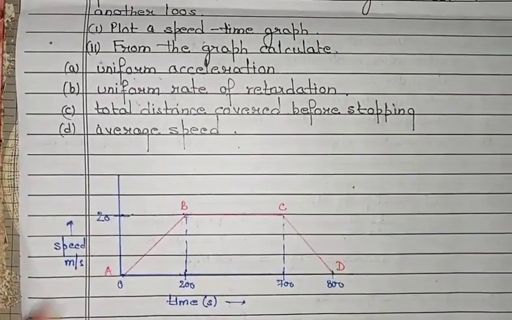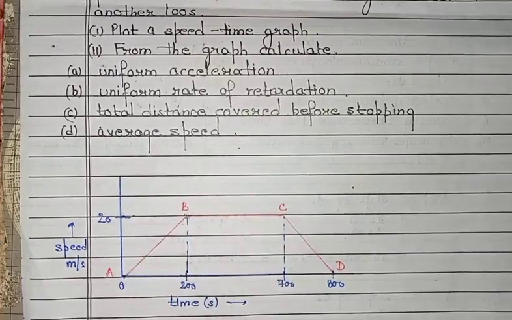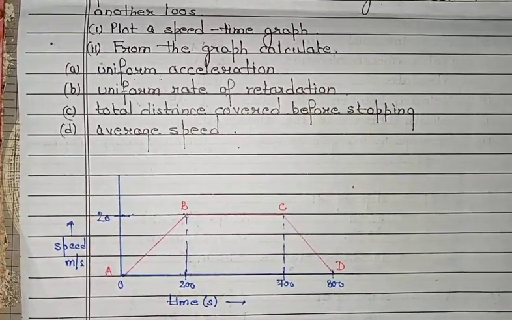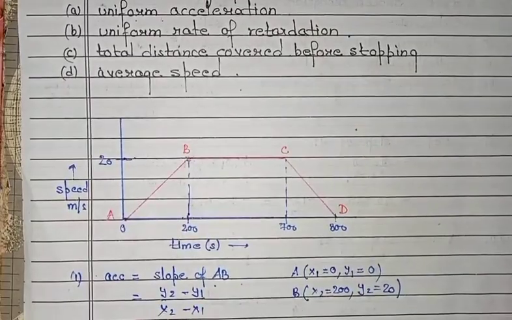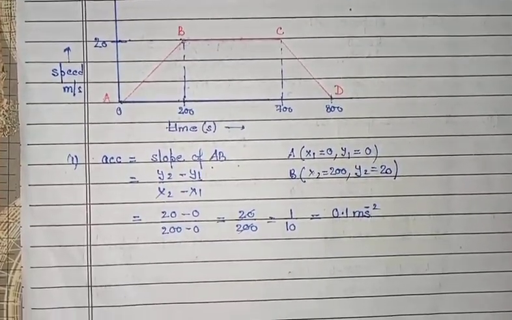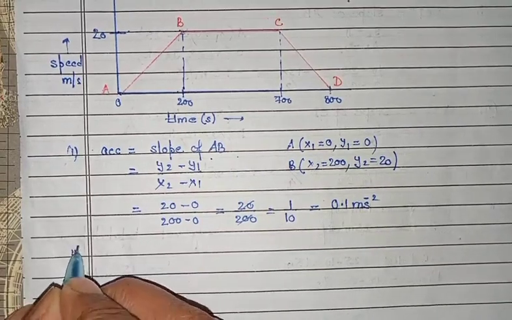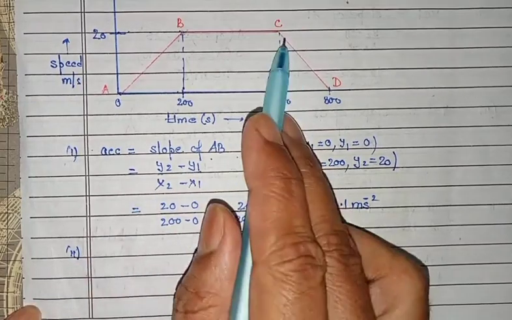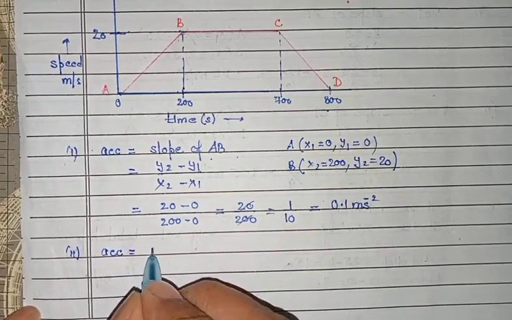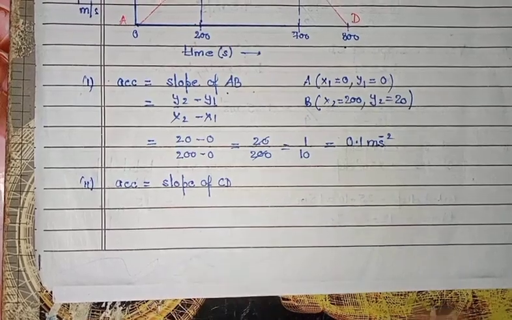Okay. Second part, you have to calculate the uniform rate of retardation. So here you can see retardation is in the part CD. Now to get the retardation, you will get the slope of the part CD. As you can see, the CD part is showing retardation. So we are going to get retardation by calculating the slope. Again, we will use the same formula for acceleration. Slope of CD.